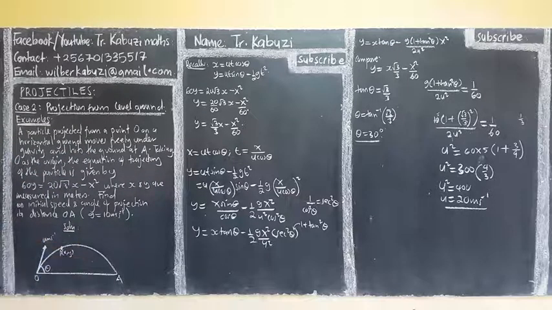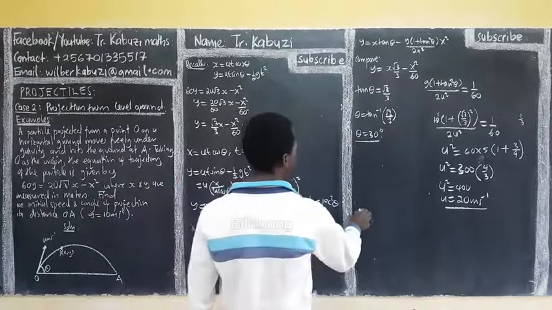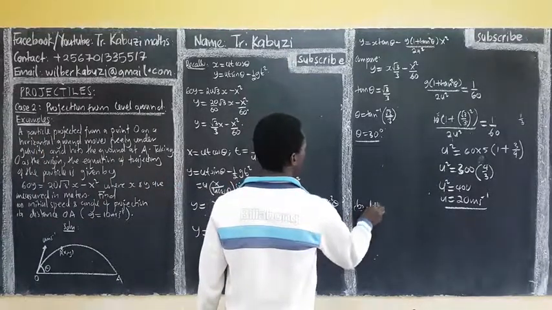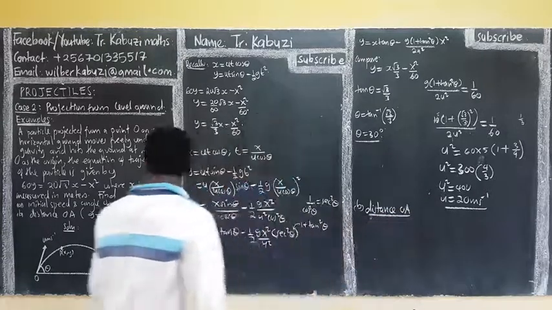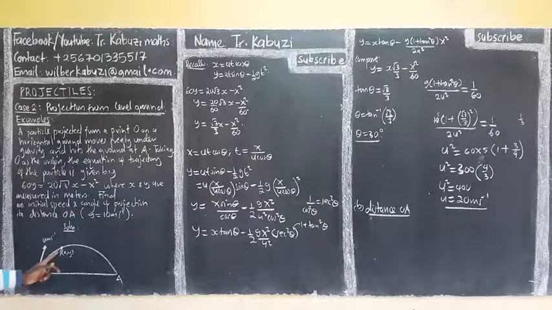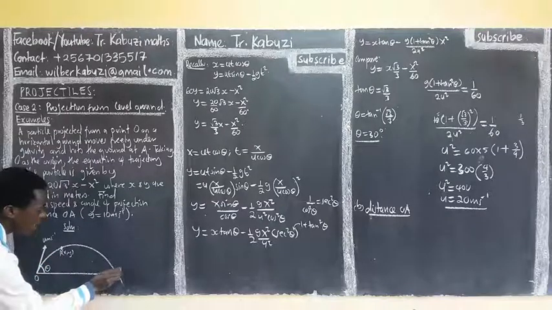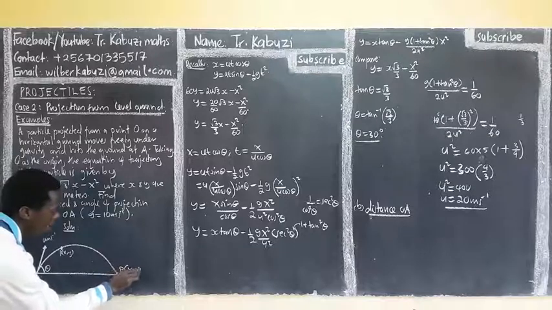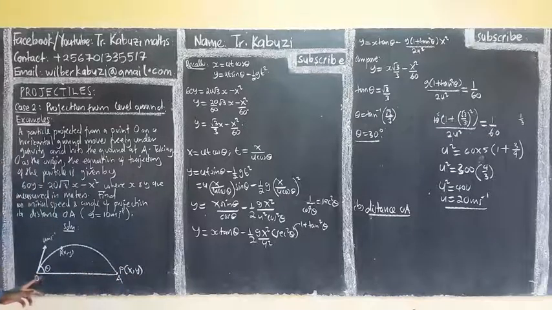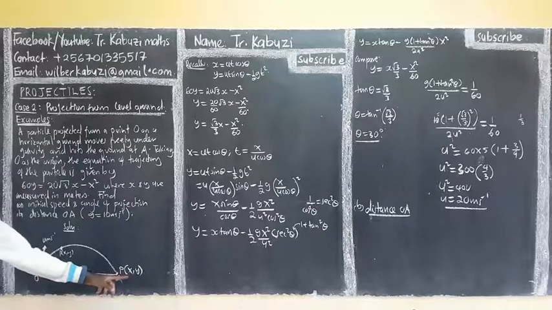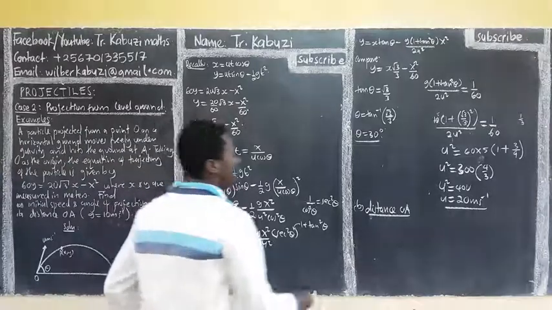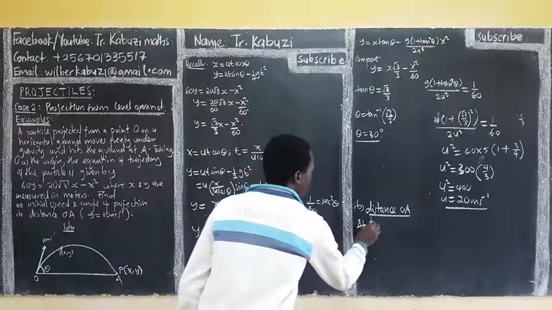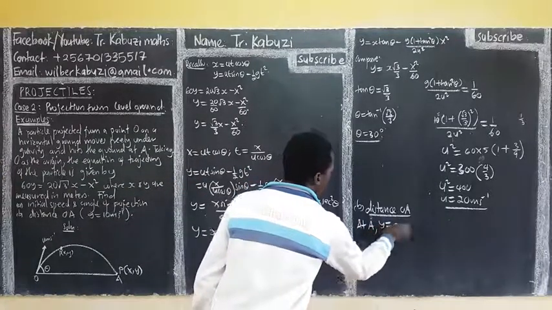The distance OA. Part B. Distance OA. Now, to get this distance OA, it means that this particle has moved up to here. So this point P is going to be here. Our P is going to be x, y. So by the time this particle reaches this point, the displacement of this particle is going to be 0. So at A, our y is going to be 0.